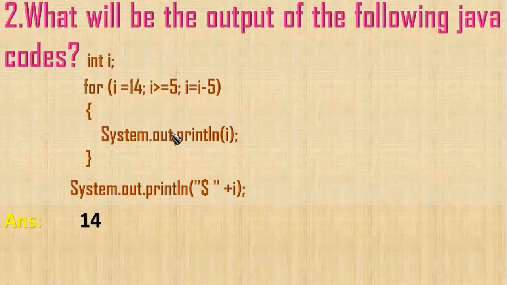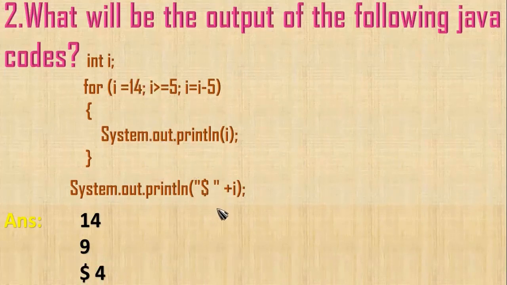9 is greater than 5, that is true, so it will print 9 also, and then comes to the next line. Now it is decreased by 5, it becomes 4. This is not true now, so it will come out of the loop. So now it will print this one, that is dollar symbol 1 space plus 4 it will be printing.